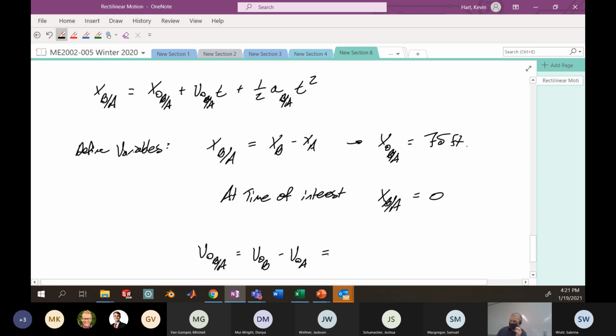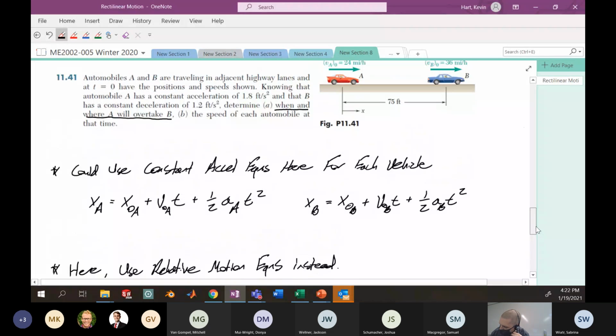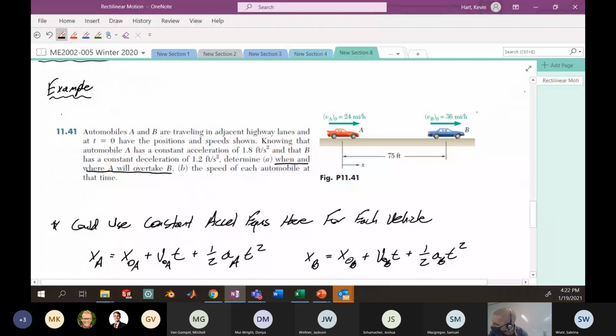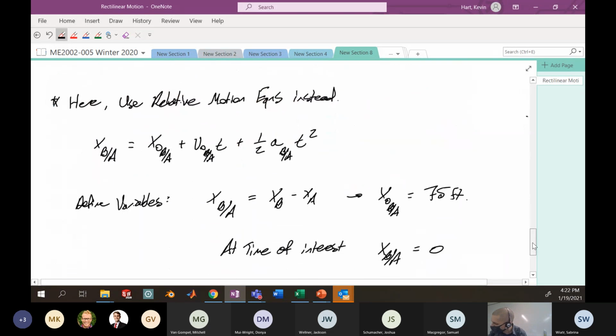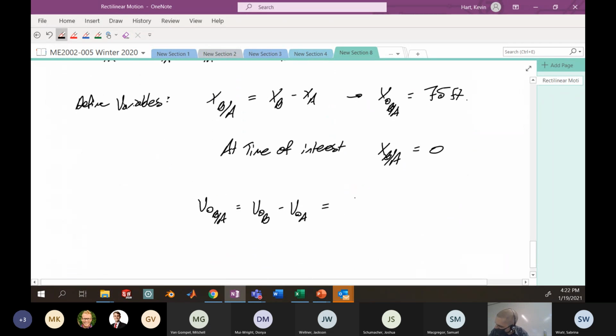I'm sort of neglecting vector notation here for now, just assuming all one-dimensional i-hat. All right. So I need the initial velocity of B and the initial velocity of A. Here's the initial velocity of B, 36 miles an hour to the right. Here's the initial velocity of A, 24 miles an hour to the right. So this will be 36 miles per hour minus the initial velocity of A, 24 miles per hour. Obviously, this is 12 miles per hour.